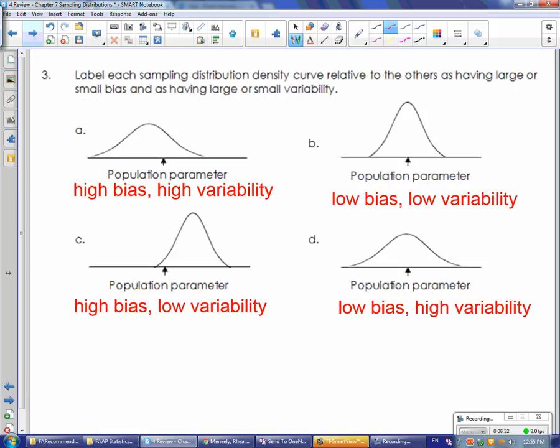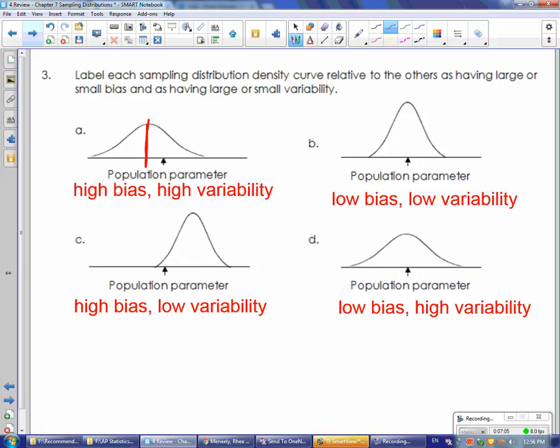In number 3, we're looking at understanding the difference between bias and variability. Remember, bias deals with the center of the distribution. If there's high bias, then the center of my distribution is not going to be aligned with the population parameter. Variability deals with the spread, so you're looking at how wide a distribution is. So in letter A, you can see the center of my sampling distribution is off-center, so that tells you that there's high bias. Relative to the other graphs, you can also see that the spread is larger, and so that indicates that there's higher variability.